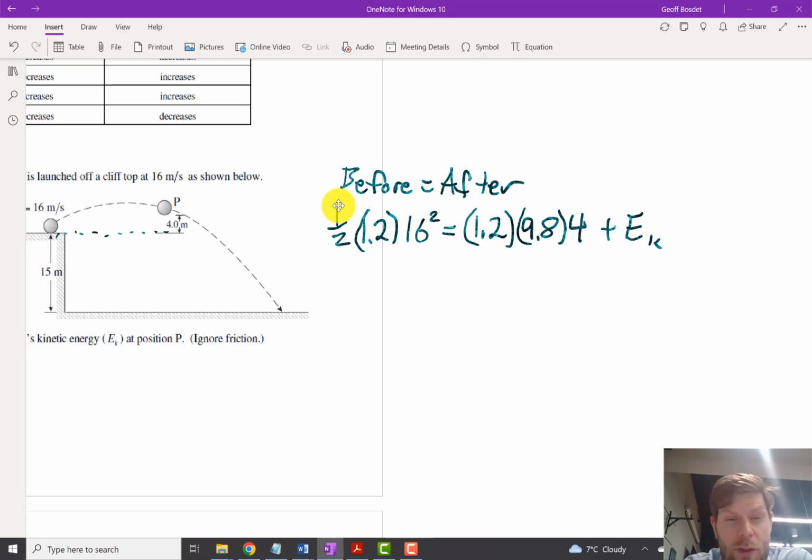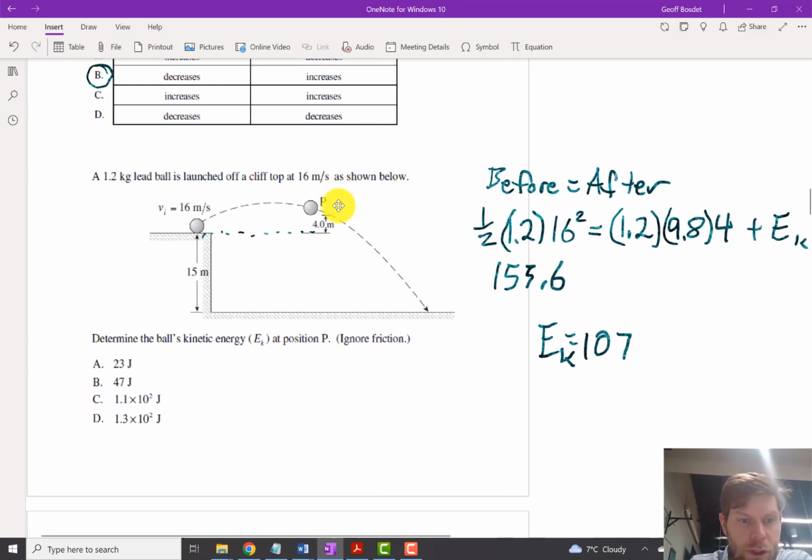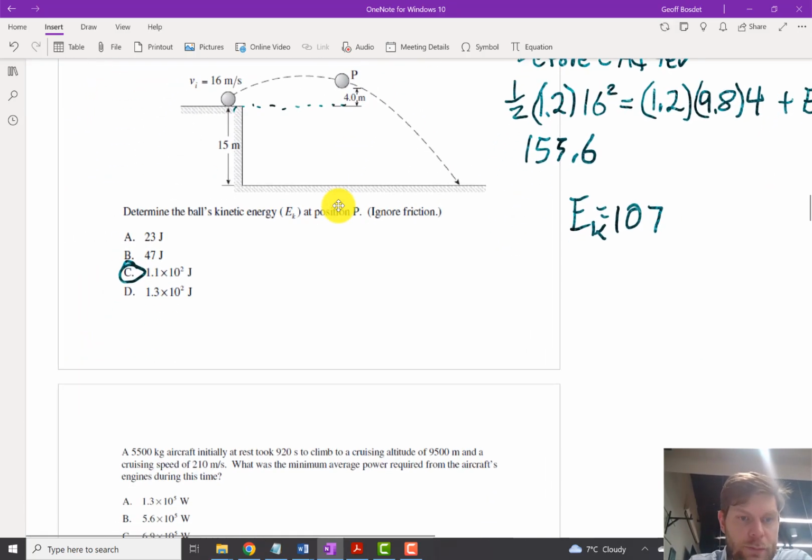16 squared, I think it's 256, divided by 2 is 128. 128 times 1.2 is 153.6. And then I'm just going to subtract off however many joules of it became potential. So that would be 1.2 times 9.8 times 4, which leaves me with an EK of 107, which in sig figs is that.